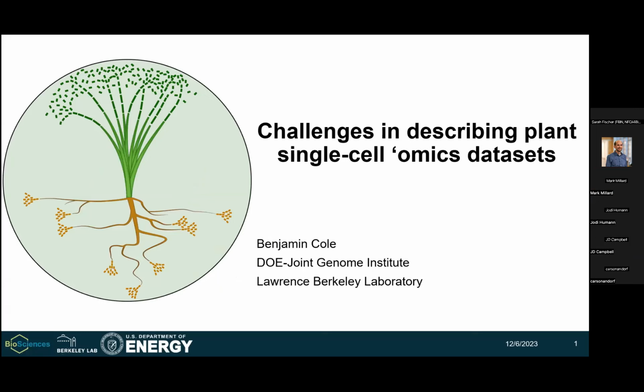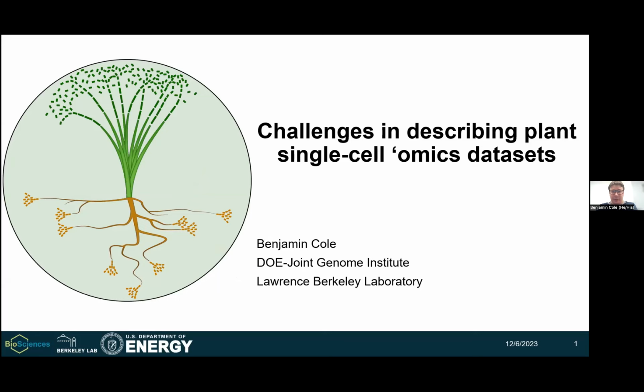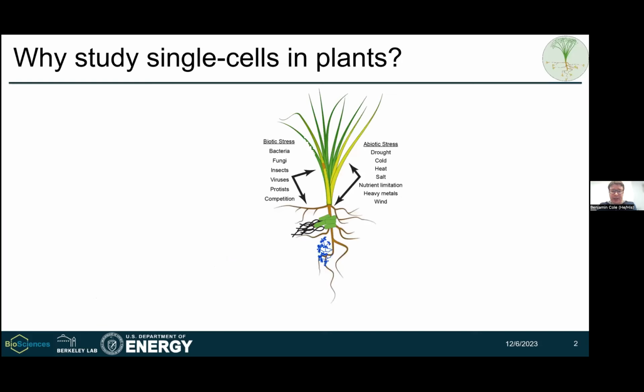My name is Benjamin Cole. I'm a research scientist at the Joint Genome Institute at Lawrence Berkeley Lab. And today, what I wanted to do is give an overview of single-cell technology and also discuss some considerations that have to be made for storage and reporting and analysis of the data and availability of metadata.